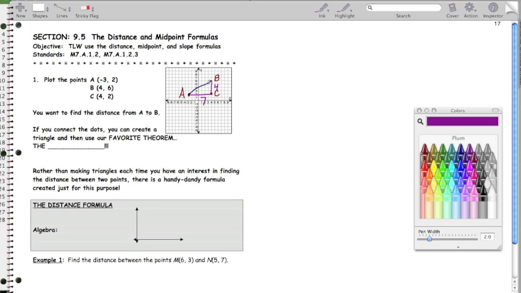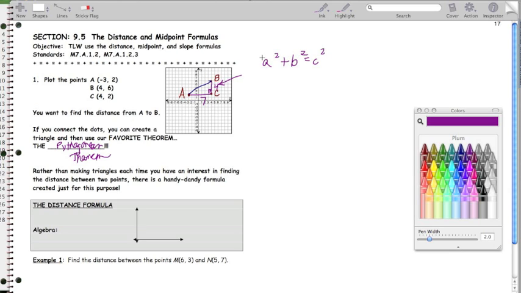So we have a couple of options. The first one that should probably come to mind is, notice what we have. We have a right triangle. So we can use our favorite theorem, the Pythagorean theorem. So let's go ahead and do that. Let's find out what the length of AB would be. So our formula is a squared plus b squared equals c squared.